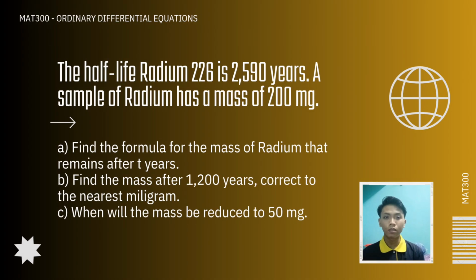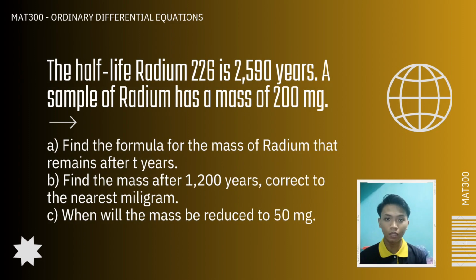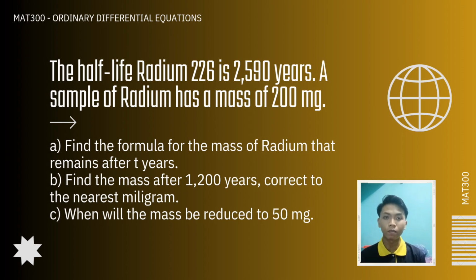Problem statement. The half-life of radium-226 is 2590 years and the mass of the radium sample is 200 mg. So we get 3 questions. The first one, we need to find the formula of the mass of the radium that remains after t years. Next, using the formula of mass above, we need to find the mass after 1200 years, correct to the nearest milligram. Lastly, we need to find when the mass of the radium will be reduced to 50 mg.